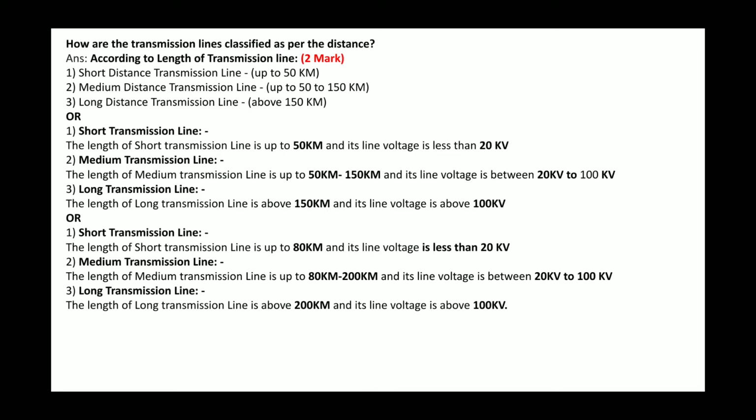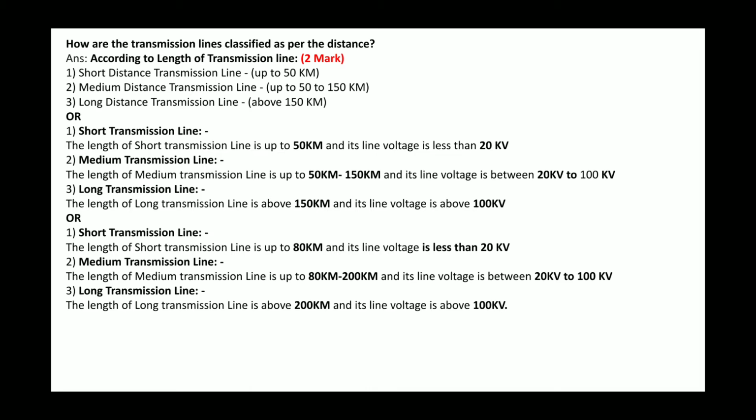How are transmission lines classified as per the distance or as per the voltage? This point we already discussed in unit number 2. The first, the short distance transmission line: the length of a short distance transmission line is up to 50 km and its voltage is less than 20 kV.